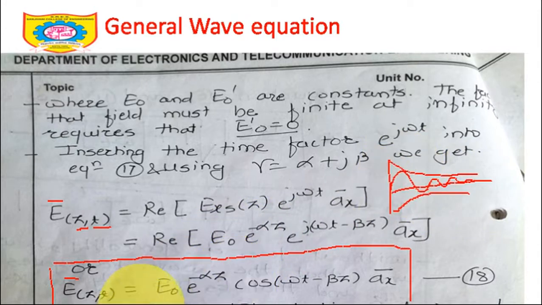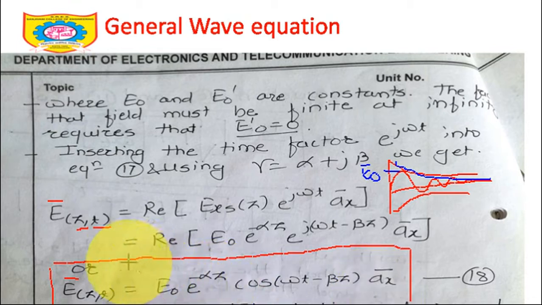E0 is the initial amplitude. I can denote this initial amplitude of the wave as E0, and this initial amplitude will be attenuated by the factor e raised to minus alpha z. What is alpha? Alpha is the attenuation factor. So the initial amplitude will be attenuated by the factor of minus alpha while flowing in the z direction. This attenuation is going to happen while traveling along the z direction, and it has sinusoidal nature. But what is the actual direction of E bar? The actual direction of E bar is ax bar.